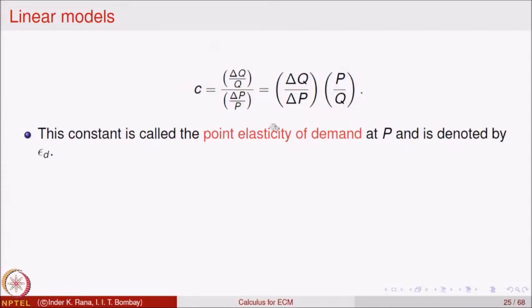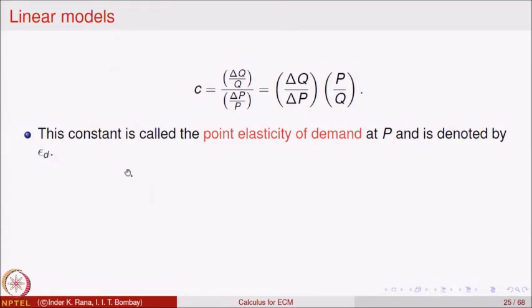This constant is called the point elasticity of demand at the price P. So, this number C, at a price P, we know the price demand function, we know Q, and if there is a change delta Q, it will give you the change delta P. So, this is called the point elasticity of demand at the point P, and is denoted by the Greek letter epsilon with a lower d. That way epsilon indicates the elasticity and d denotes the demand.